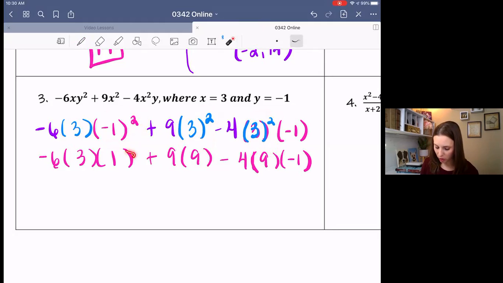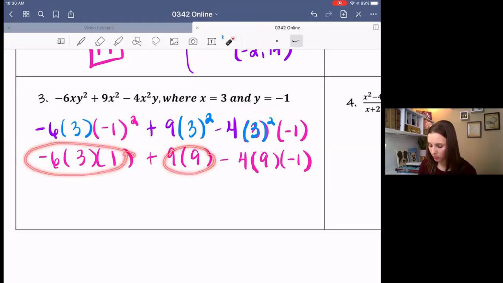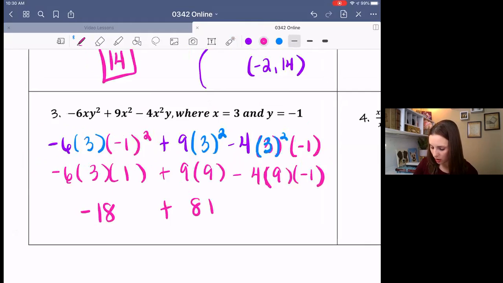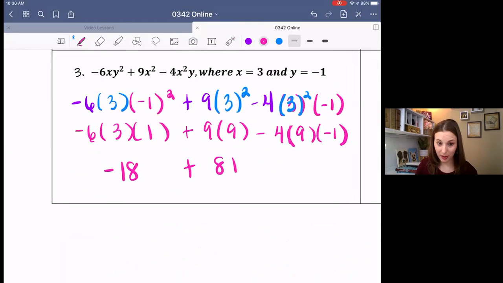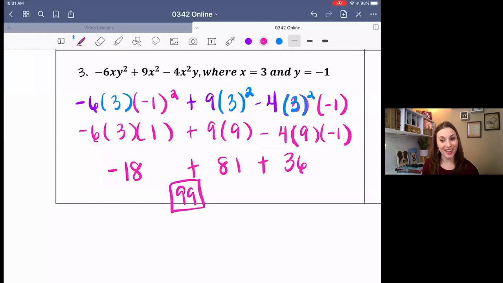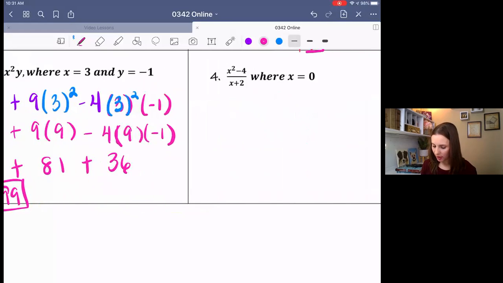So that's where I got those. And then now with my terms, this is a term, this is a term, and this is a term. I have multiplication in each term. So that's going to be -18 plus 81. Whoops. I don't know why it's doing that. I think because my battery on my pencil's low. Plus 36. And then we just add. So when you add those, you should get 99. Pretty easy, right?